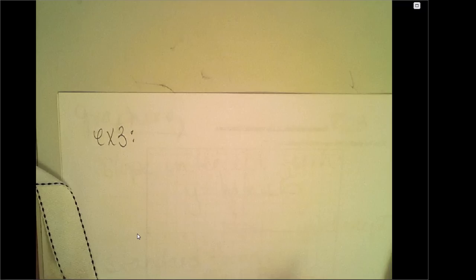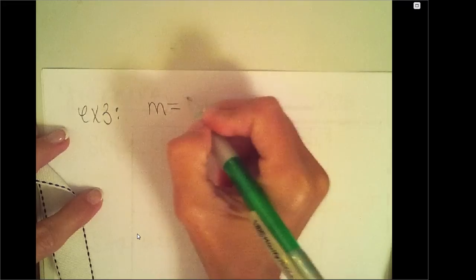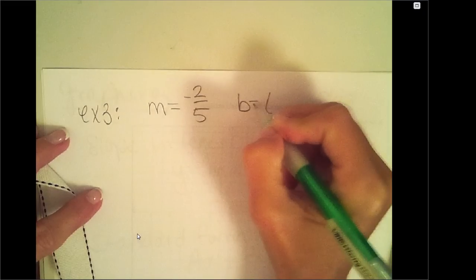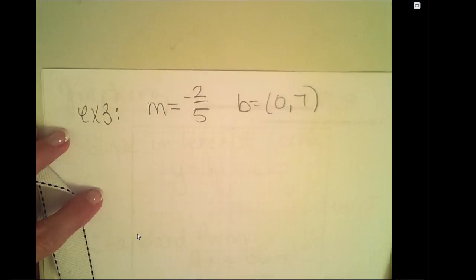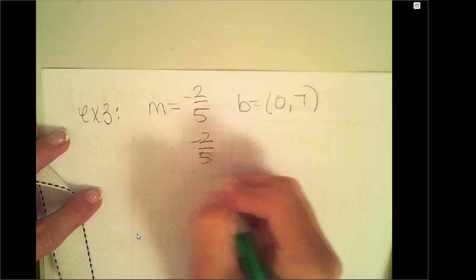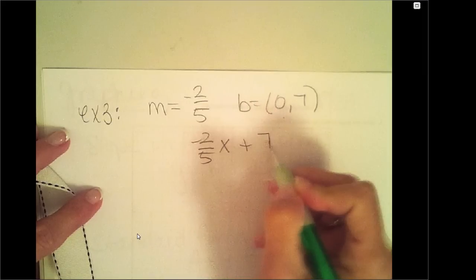Sorry, guys. Okay, number 3. Where was I? Okay, what if I give you my slope is negative 2/5, and my y-intercept is (0, 7), and I want you to write it in slope-intercept form. Well, we know that m is always your coefficient of x. Your y-intercept is your constant. And there it is.